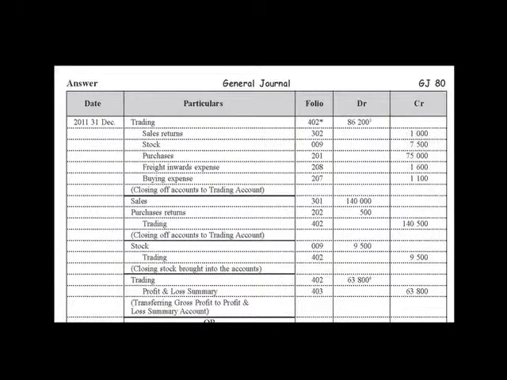Sales returns credit, stock credit, purchases credit, freight inward, buying expenses credit. Because these accounts carry debit balances, once you credit it, the balance becomes nil. And then the total is 86,200. 86,200 is the total of credit entries.